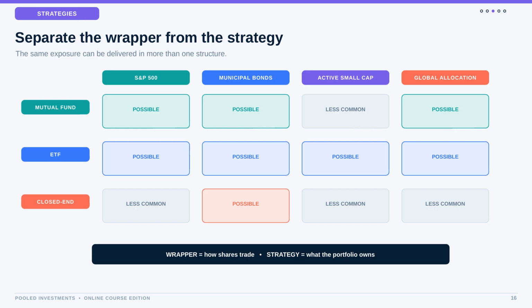A municipal bond strategy can appear in an open-end fund, closed-end fund, or ETF. An active strategy can also use either a mutual fund or ETF wrapper. The wrapper governs share issuance, redemption, and trading. The strategy governs what the portfolio owns and how it is managed. Confusing the two can lead to poor comparisons, such as comparing an active small-cap ETF with a passive large-cap mutual fund and attributing every difference to the wrapper rather than the underlying exposure.